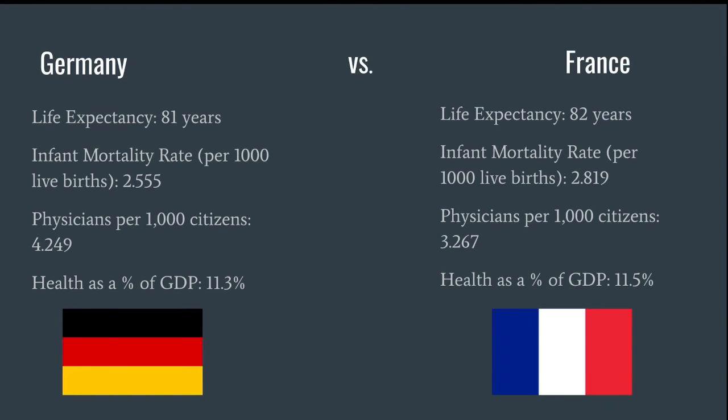Compared to France, the life expectancy in France is 82 years. The infant mortality rate per 1,000 live births in France is 2.819. The physicians per 1,000 citizens in France is 3.267, and the health as a percent of GDP in France is 11.5%.